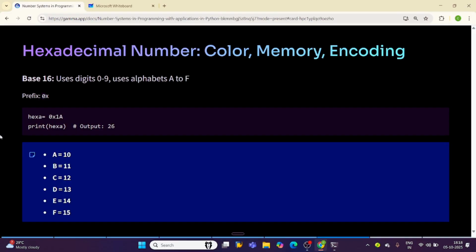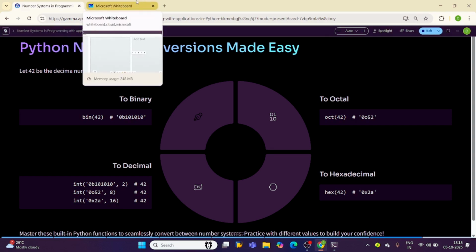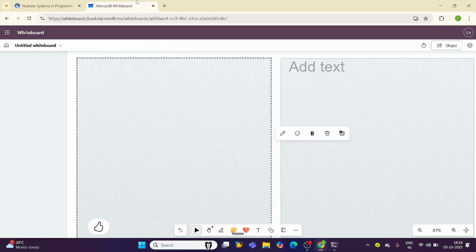The next topic is very important, which is about conversion of numbers. We can actually convert these in Python, but first I will explain how to convert manually. Many numbers are converted from binary to decimal, octal to decimal, hexadecimal to decimal. I will discuss converting binary to decimal. Let me open my Microsoft whiteboard and write it.